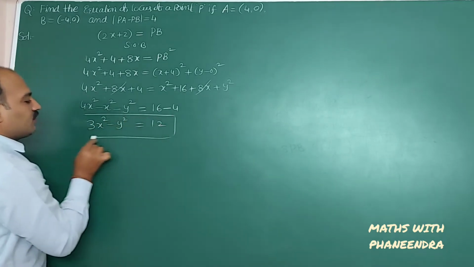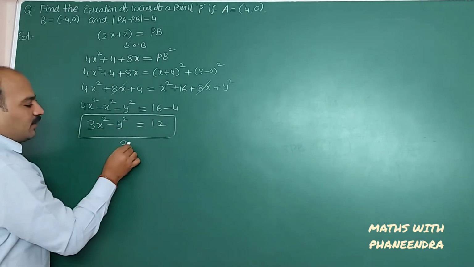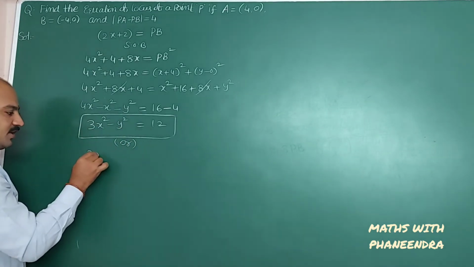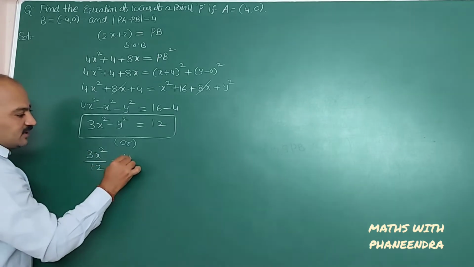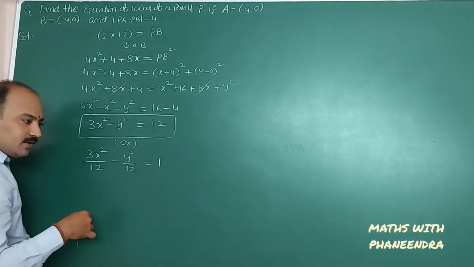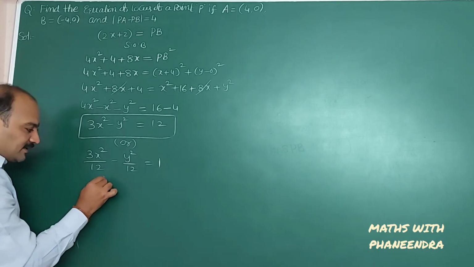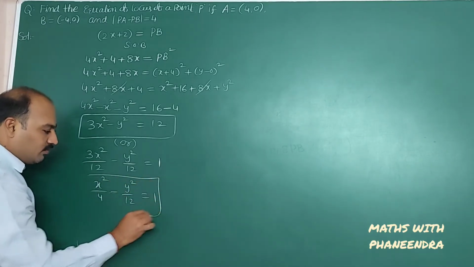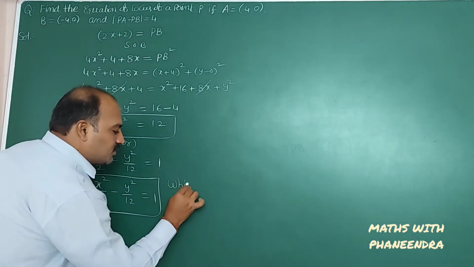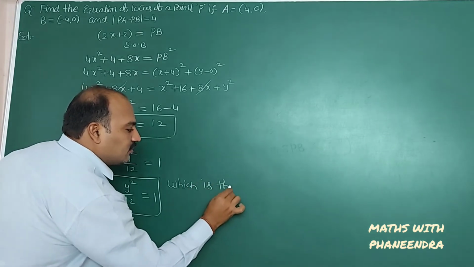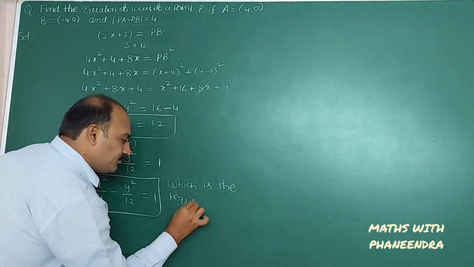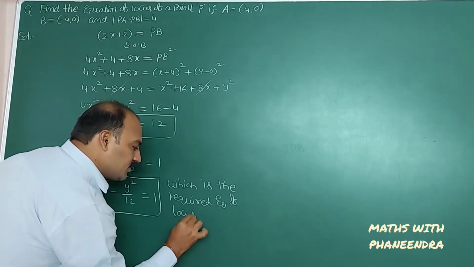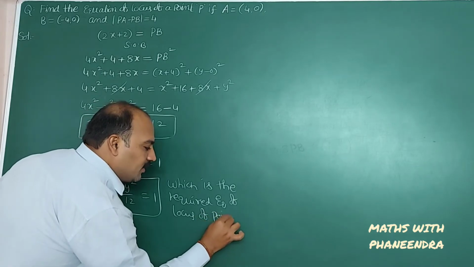So this is the required equation of locus, but we need to keep it in another form also according to the textbook. So dividing on both sides by 12, 3x square by 12 minus y square by 12 is equal to 1. So 3 ones are 3, 3 fours are 12. x square by 4 minus y square by 12 is equal to 1, which is the required equation of locus of point P.